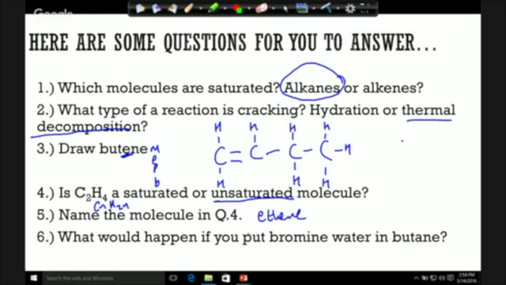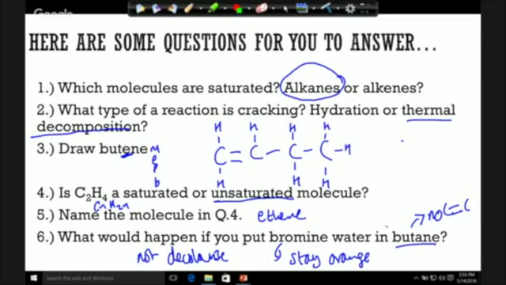And finally, what would happen if you put bromine water in butane? Well, it doesn't have a double bond because it's an alkane. So sometimes they'll give you a trick question like this. It has no double bond between those carbons. So the bromine water would stay orange. Or you might write, will not decolorize.